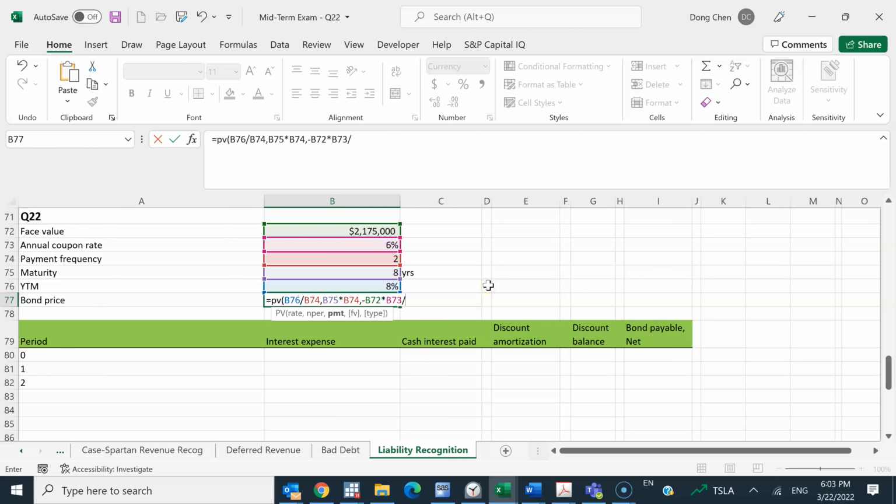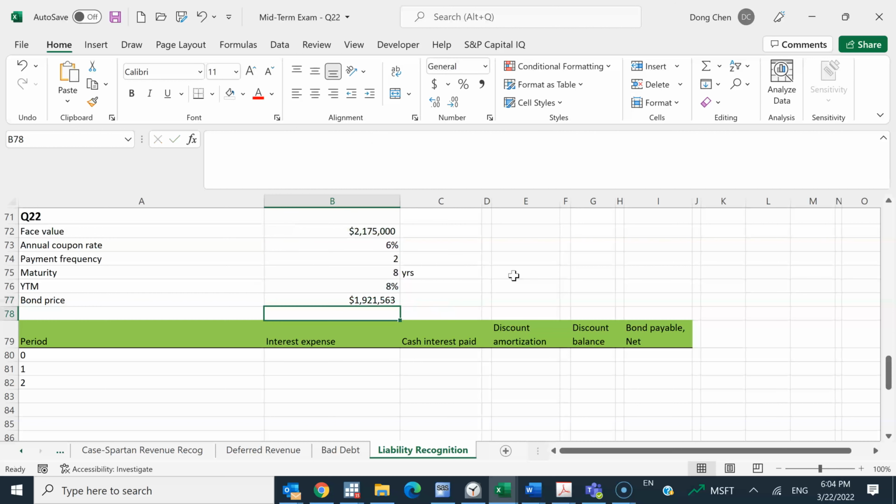But then don't forget, we need to get the semi-annual coupon payment. So far this is the annual coupon payment. So after that, we need to divide by the frequency of the coupon payment. And finally, we also have to put the face value, similar to the payment. I added a negative sign in front of this amount, and this is the face value, right? And then we can close this function, and Excel will give us the bond price.